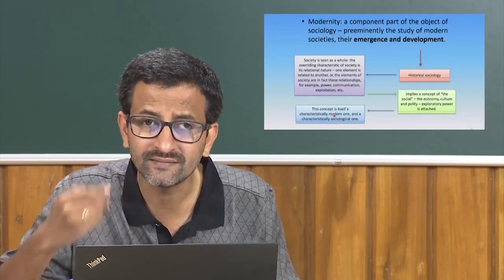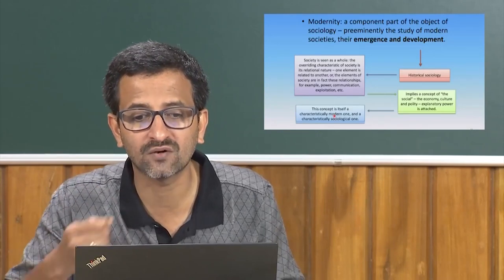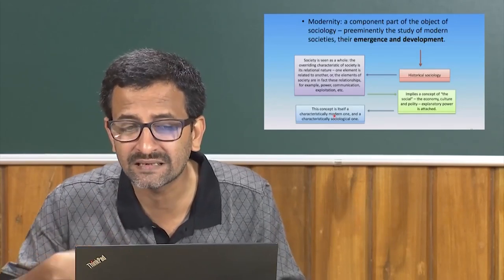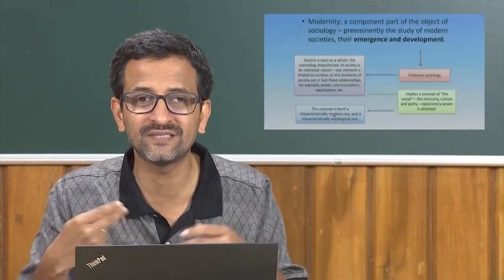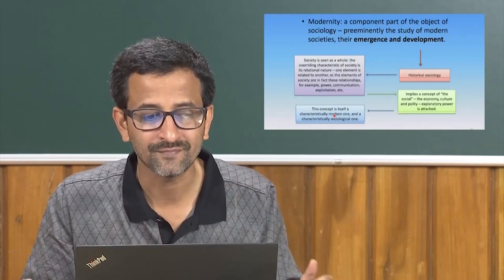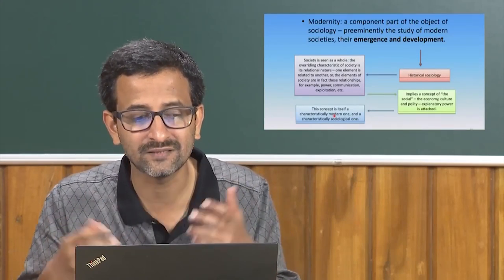Modernity in this sense is a component part of the object of sociology, preeminently the study of modern societies. When I say study of modern societies, I must look at the way modern societies have emerged and developed over a period of time. When I say the emergence and development of modern societies, I refer to a subdiscipline within sociology, that is historical sociology. Society is seen as a whole.